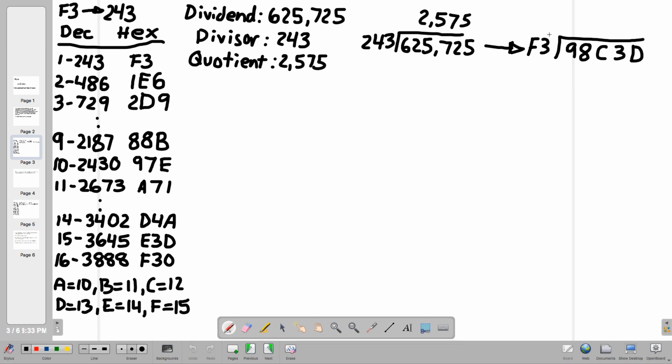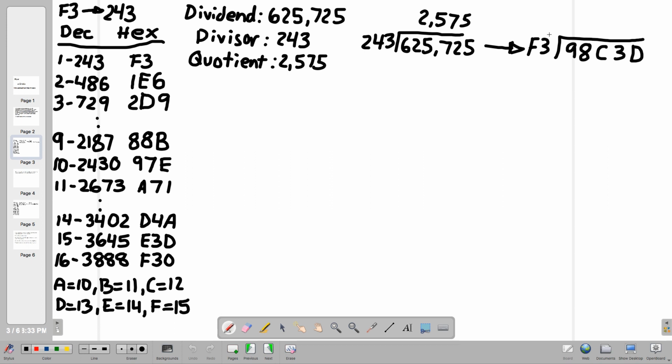At the bottom, you'll see we have the hexadecimal letter representation. For the value A, we have 10. B represents 11. C represents 12. D represents 13. E equals 14. And the value F represents 15.